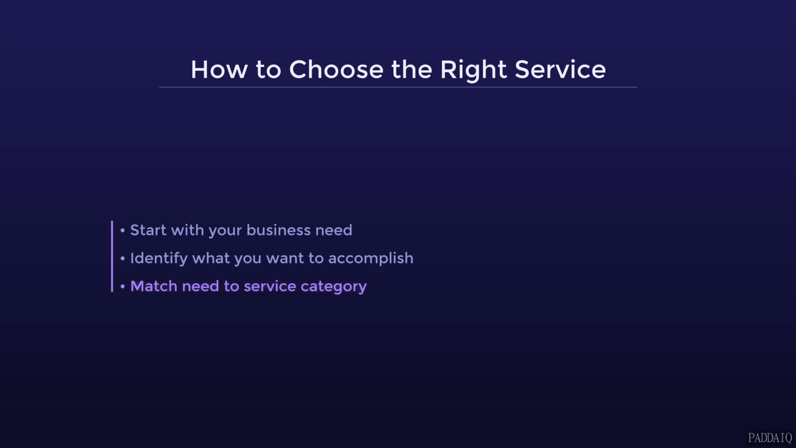Match need to service category. This means first identifying your specific business requirement, then selecting the corresponding BTP service group designed for that purpose. For example, if you need to automate a process, you would look at the business process management category. This targeted approach ensures you efficiently find the right tool for the job.